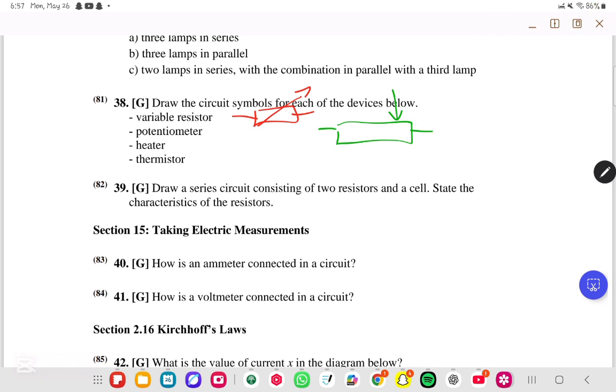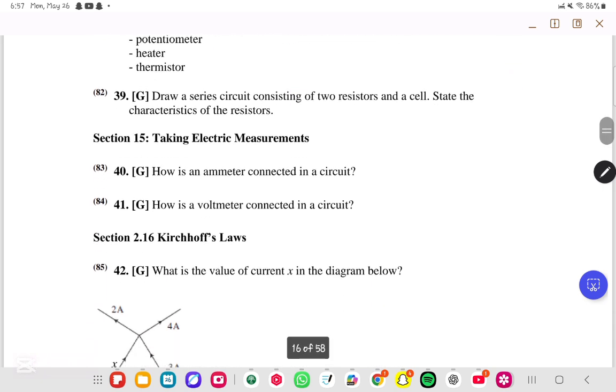A heater very simply looks like this. And then you have lines. Okay, and then the final thing is a thermistor. How does a thermistor look like? Thermistor looks like this. Okay, keep these in mind, very important for tomorrow.